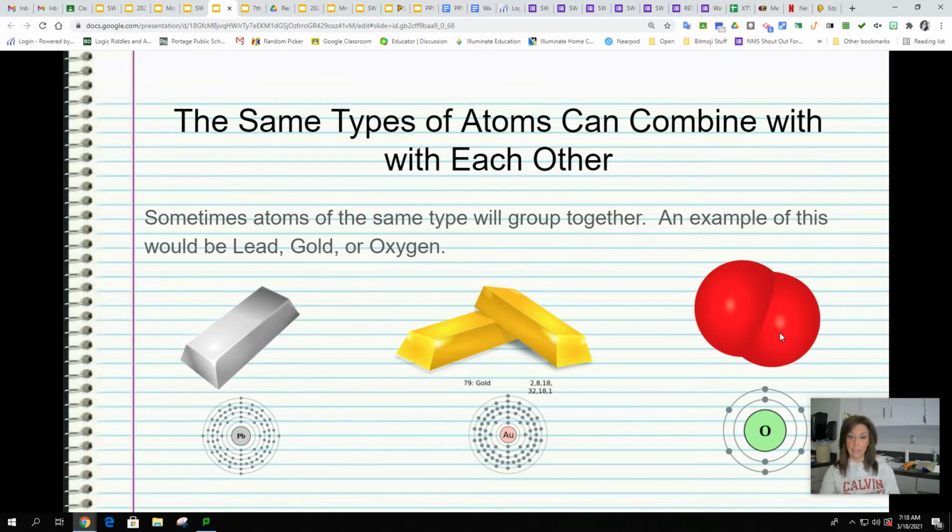And then this is oxygen gas. This is gas that you breathe in. It's made up of two oxygen atoms. And that is a molecule. It's an element because it's made up of the same kind of atom. But because we have two joined, it is considered a molecule.